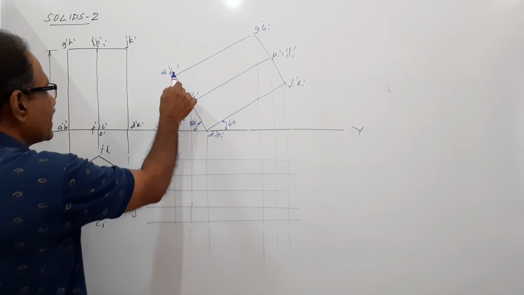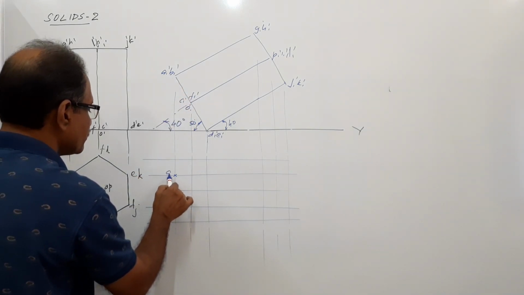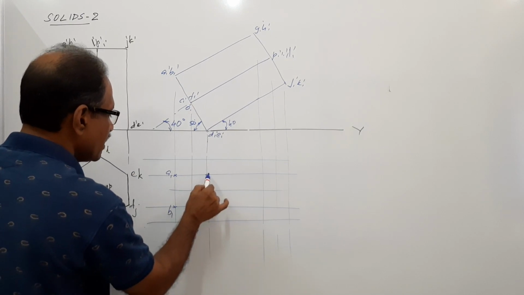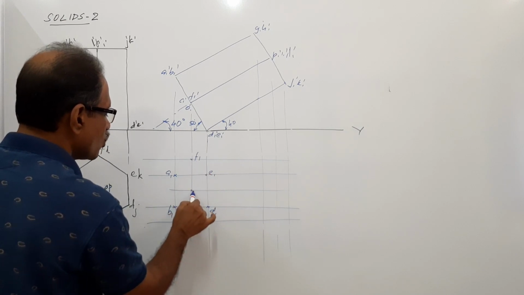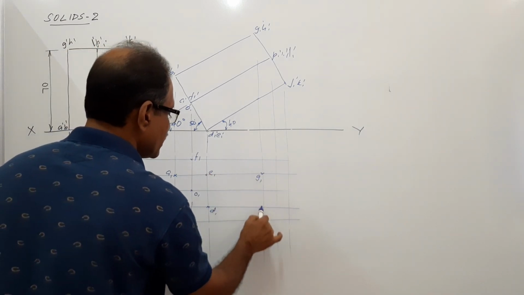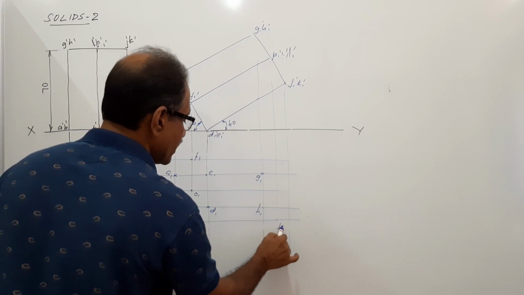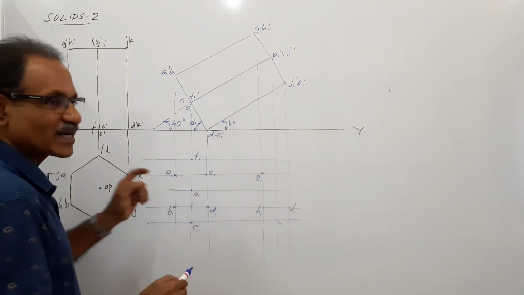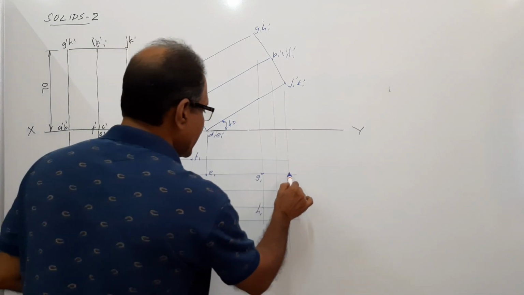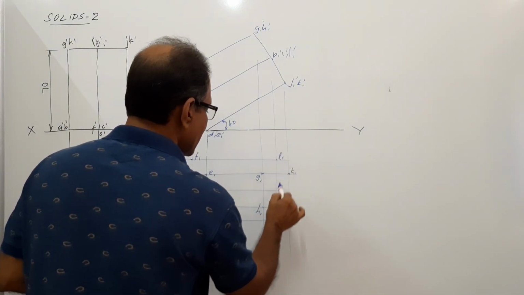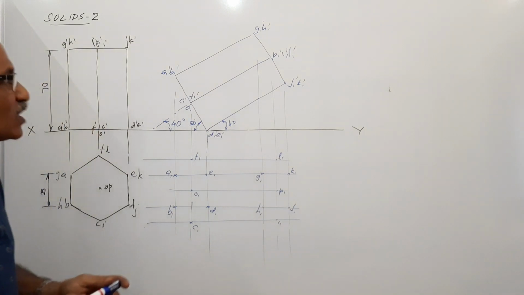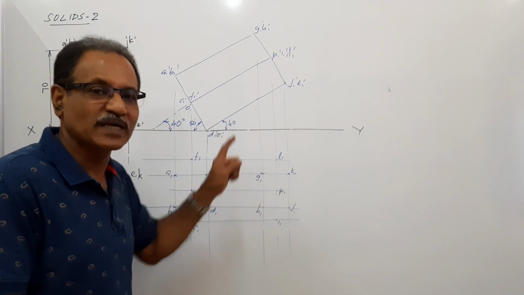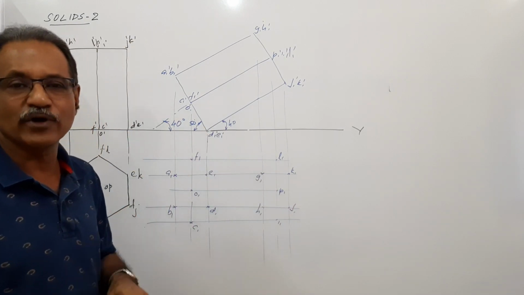The horizontal line through A and the vertical line through A1 dash meet at A1. Similarly B1, C1, D1, E1, F1, O1, G1, H1, I1. Very big cross marks are not required; this is for clarity I am making. J, K, L, P. You have got all the 14 points marked: 6 points on the base, 6 points on the top, 6 plus 6 plus 2 for the axis. All the 14 points are marked.